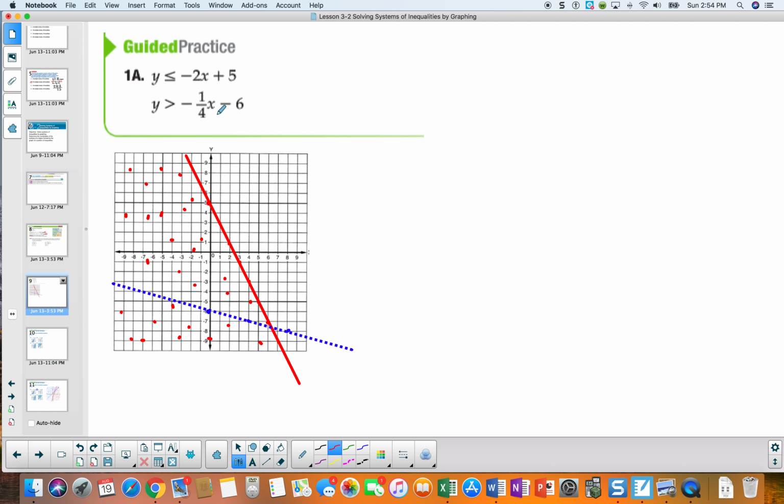Now for the second boundary, it's at -6, and then the slope is down 1 over 4, down 1 over 4. I'm going to now shade above the boundary, and where the two shadings intersect, that's what we call the solution. So you can see right here, this little party mix represents the solution. All these points in here satisfy both at the same time.